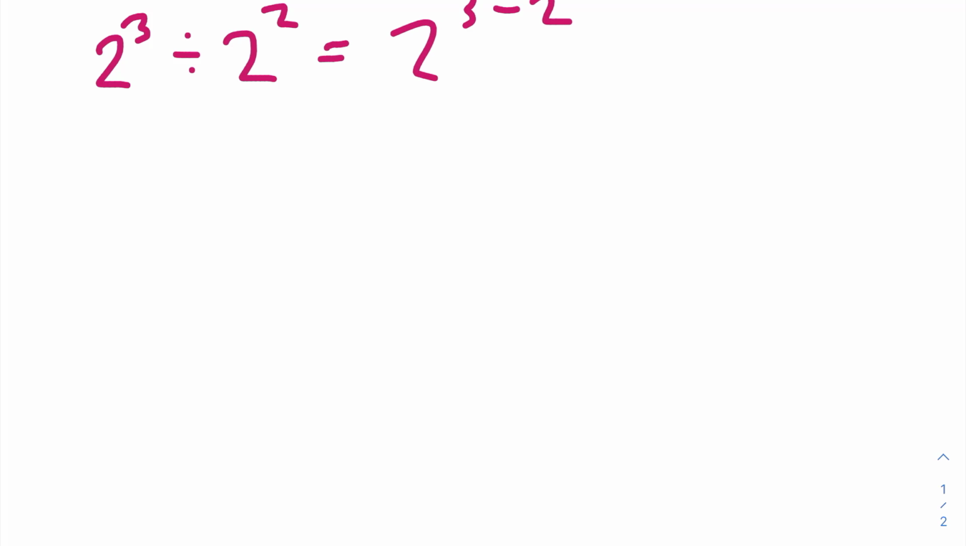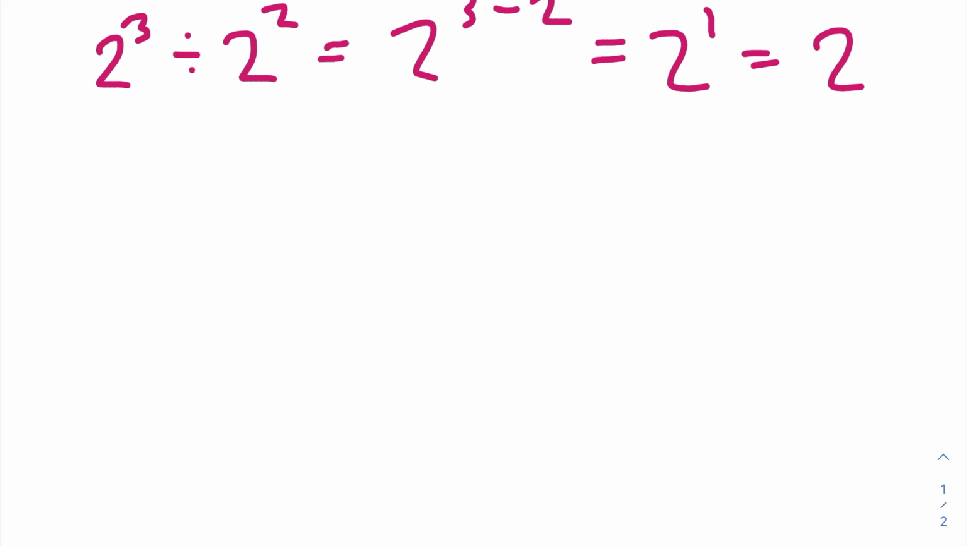What if I asked you to find 2 to the power of 3 divided by 2 to the power of 2? You should probably say this is easy, because this is the same thing as 2 to the power of 3 minus 2, which is 2 to the power of 1, which is equal to 2.